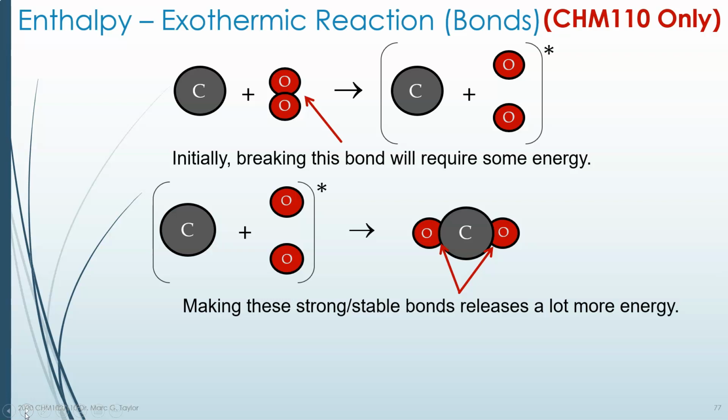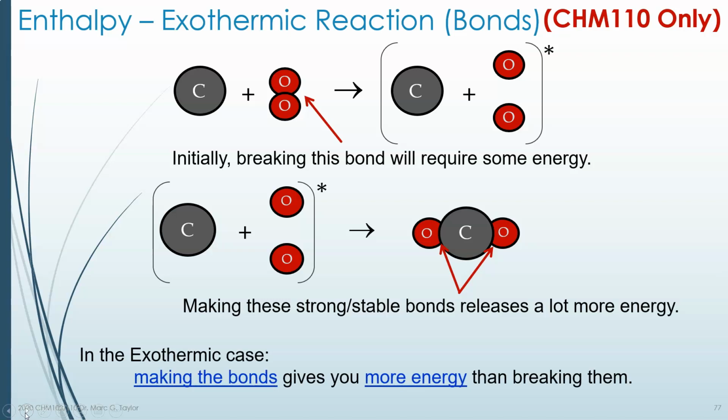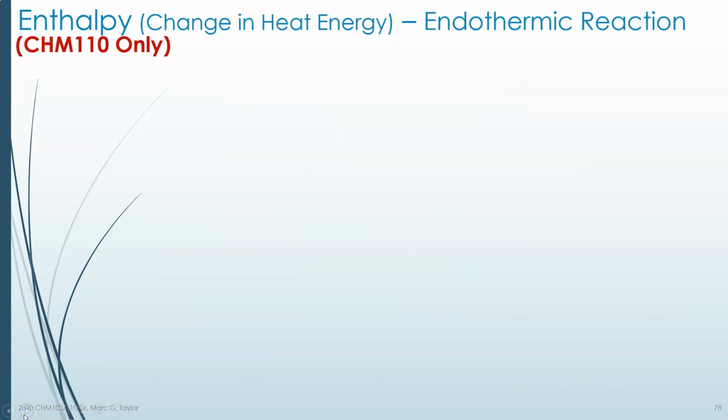So we're starting from high energy oxygen and medium energy carbon, and we're going to very low energy, very stable CO2 in the end. So we're going from high energy reactants to low energy products, and that energy has to go somewhere. So it's released as a result of making better bonds, making more stable bonds, and the energy is released, so we have an exothermic reaction. So let's talk about an endothermic reaction.